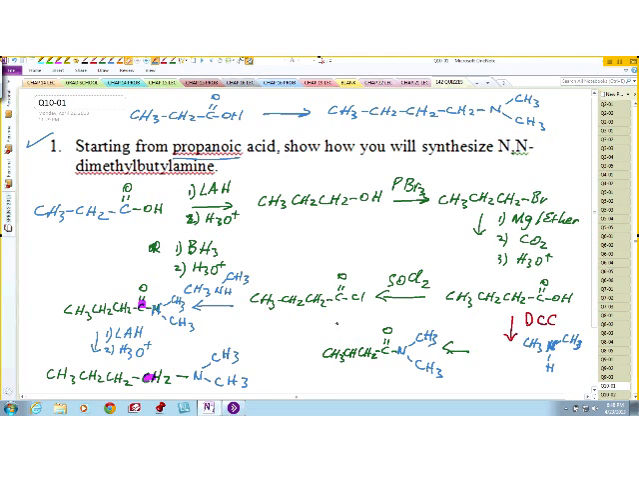And of course, once you form your amide, that is the same amide as right here. And then all you do is do your LAH, right? Very good. Is there any question on this? Hopefully this is a review for all of you. Let's go to the next question.